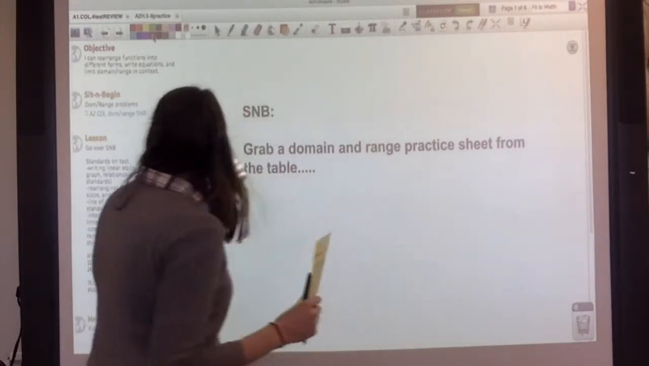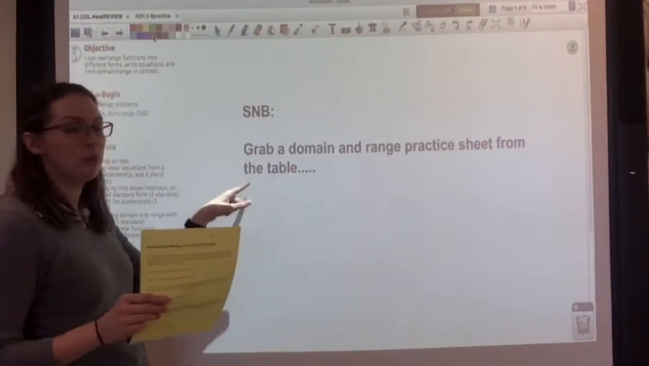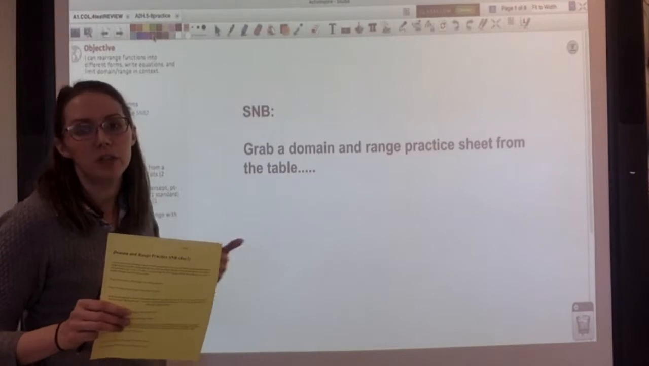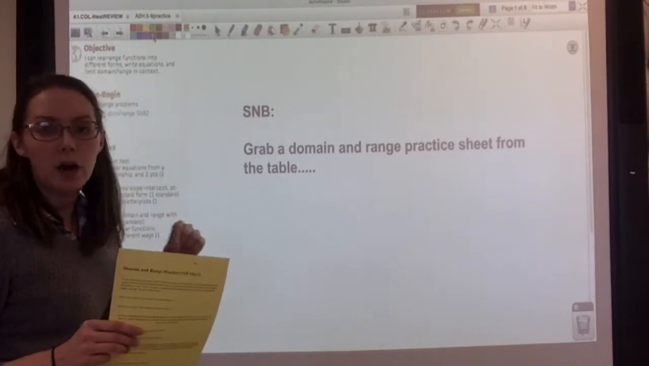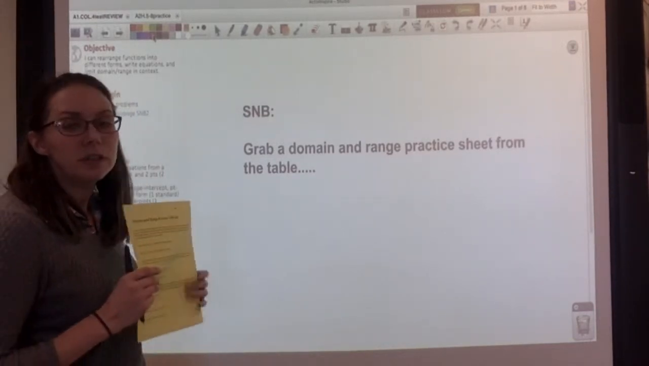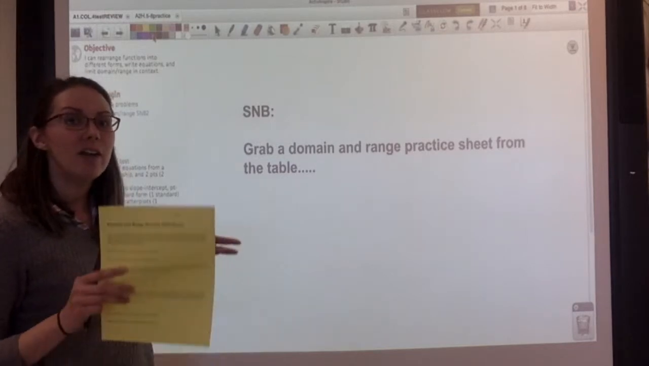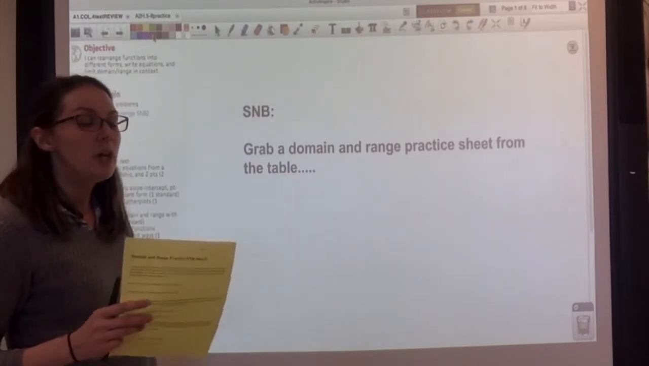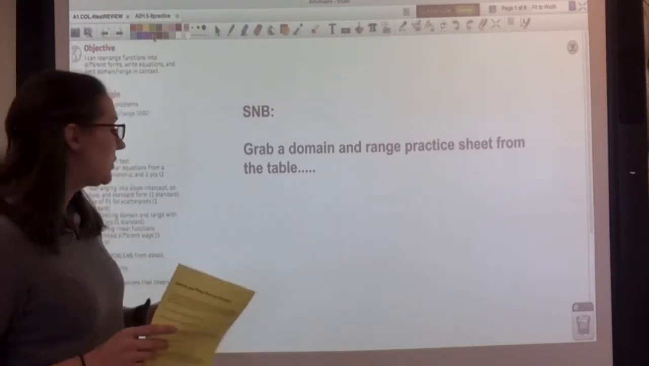So we're going to go over our sit and begin, which is domain and range problems. These are the hardest that these domain and range problems are going to be. They're not going to get harder than this, and you're going to see they're a little different than what we did last class because they have maximums and minimum values. So we're going to be writing 2 rules sometimes.